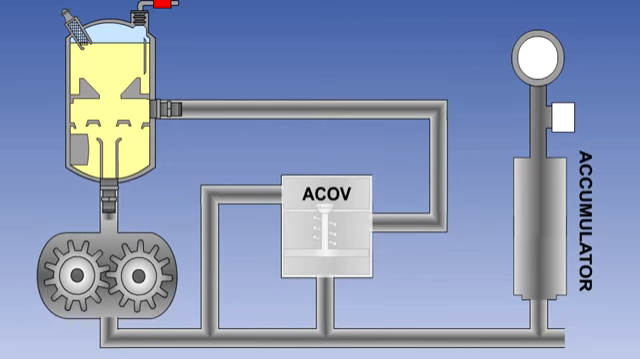In order to prevent the ACOV constantly cutting in and out, this type of system also requires an accumulator. Again, the operation of the accumulator will be explained in a later lesson.